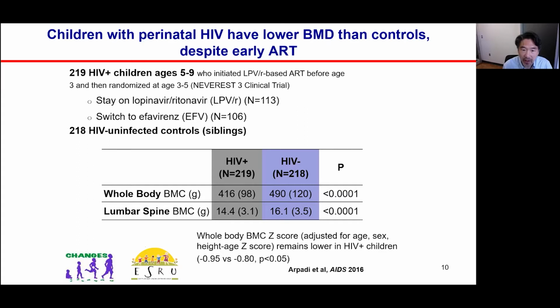We found that the HIV-positive children had lower bone density and lower bone mineral content in the whole body and the lumbar spine, and that this held up after controlling for height, which adjusts for the differences in growth between the two groups.